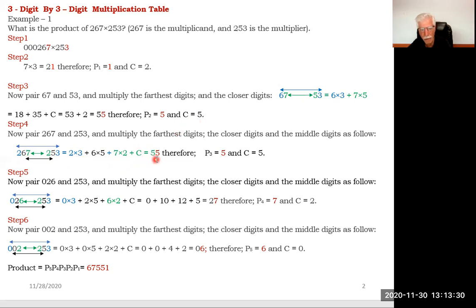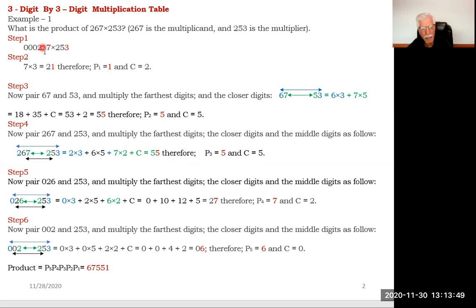So we obtain 55. 5 is the next digit of our product from the right-hand side, and we show that with P3. So P3 is equal to 5. And this 5 is the carryover to the next step, step 5.